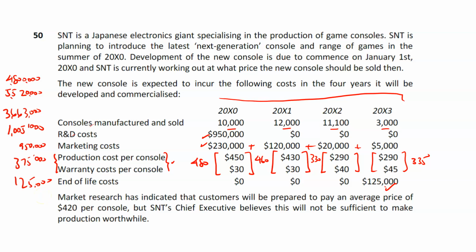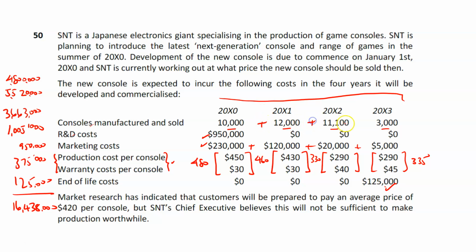So we have 4.8 million. Careful with all those zeros, that's always what tends to trip me. 5,520,000 plus 3,663,000 plus 1,005,000 plus 950,000 plus 375,000 plus 125,000. So I have a whopping 16,438,000. Excellent. And how many units are we making?